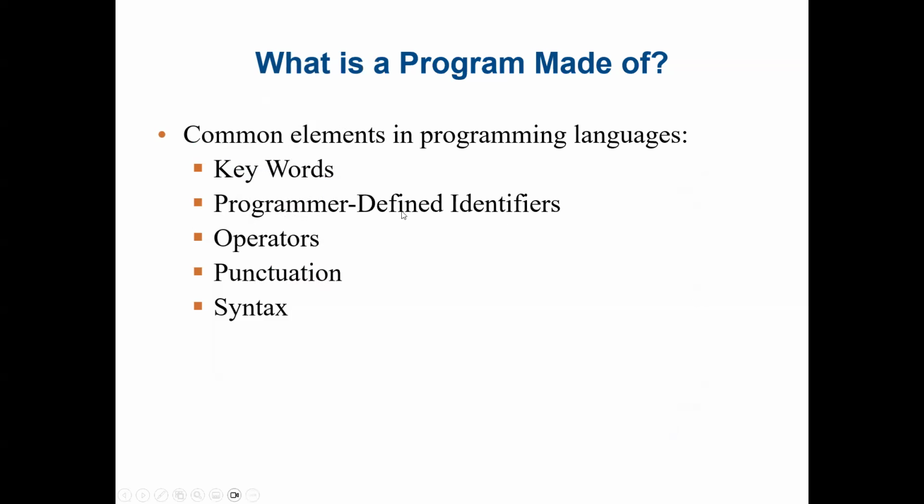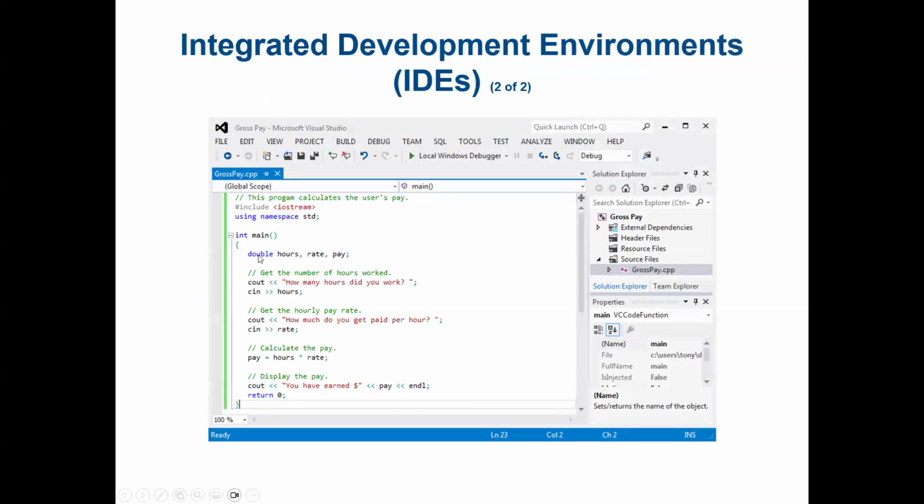We also saw the program-defined identifiers. Identifiers can be a variable name or a function name. In our program, we only have variable names. So our identifiers here are hours, rate, and pay.